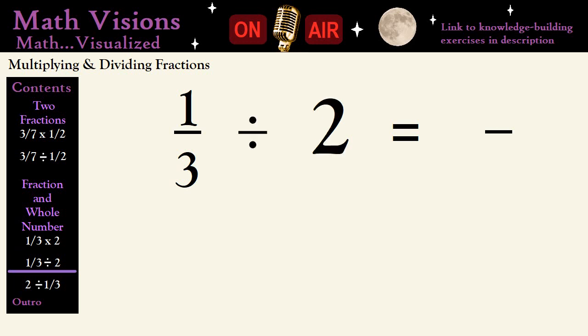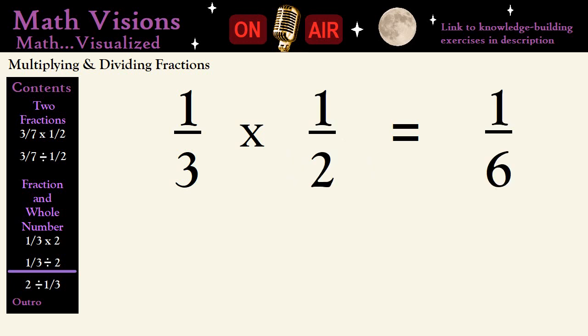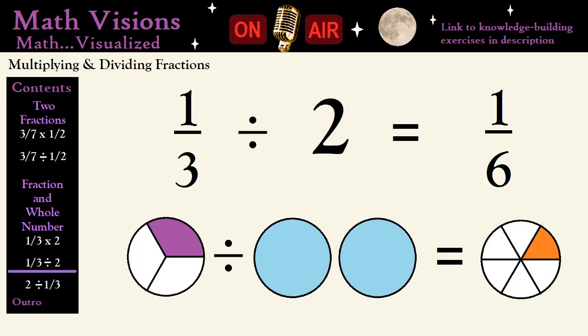Let's do 1/3 divided by 2. What's our next step? If you said write a fraction line under the whole number, then write 1 underneath it, you're right. We then change the division symbol to multiplication and invert the second fraction as normal. We work this out and arrive at 1/6. This example shows that dividing by a whole number gives us a smaller answer than the fraction or the whole number.